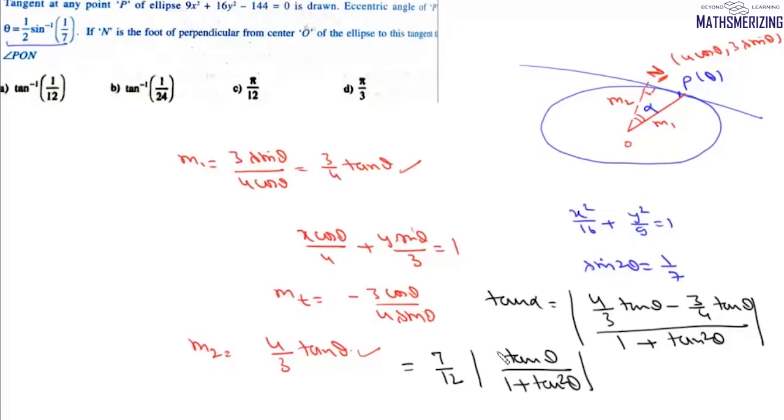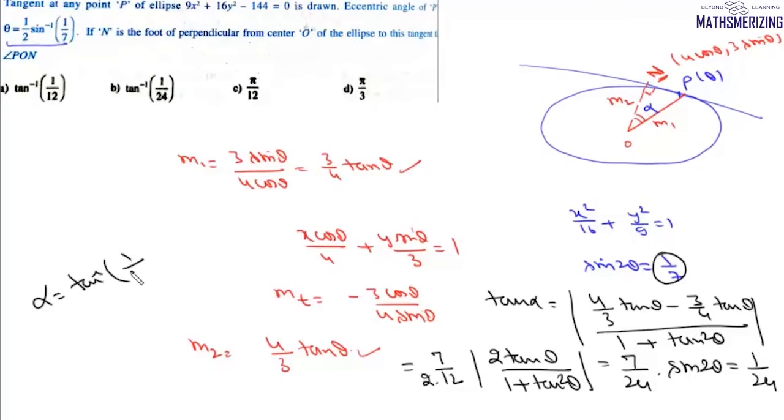Now what we'll also do is we'll multiply it with 2 and divide it with 2. So we can write this as 7 by 24, and this 2 tan theta upon 1 plus tan square theta is nothing but sine 2 theta. Now in the question it says sine 2 theta is 1 by 7. So this value is 1 by 24. So this angle PON will actually be tan inverse 1 by 24, and which is your option number B.